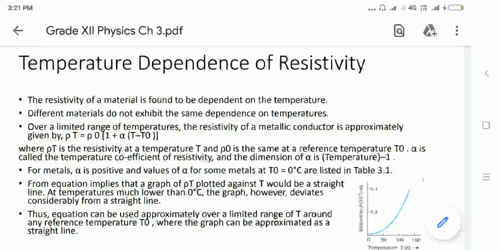So this equation can be used approximately over a limited range of T, that is around any reference temperature T0. This graph is shown in Kelvin and we have defined it for Celsius. So 0 degrees Celsius is 273 Kelvin. Below that point, the dependency of the copper is not linear. It deviates from the straight line.